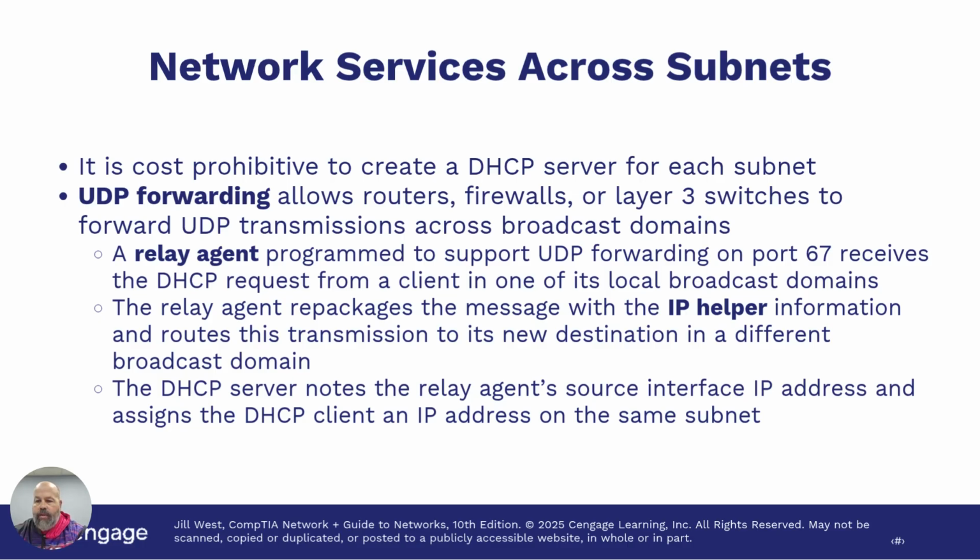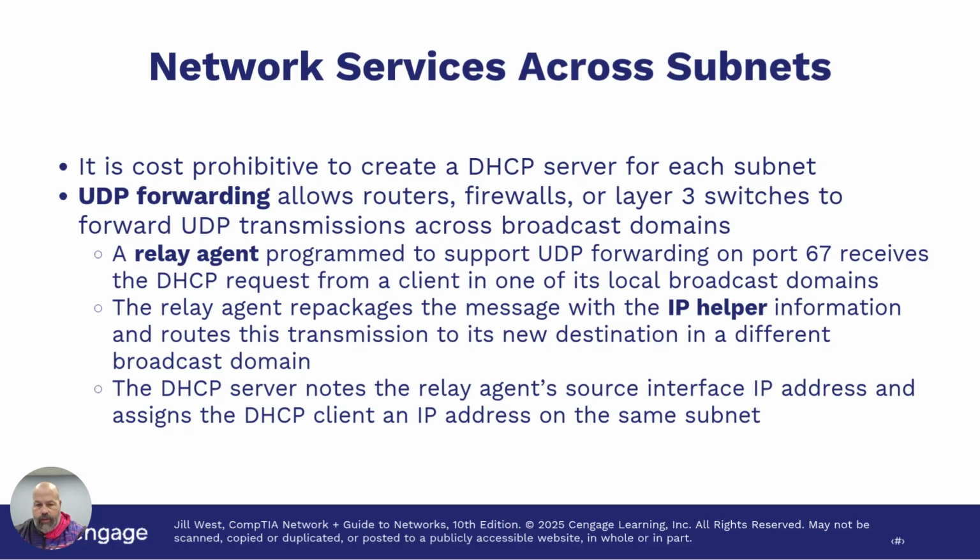Next, we're going to look at a practical problem. It's expensive to create a DHCP server for every single subnet. So, how do devices on different subnets get IP addresses from one central DHCP server? The answer to that question is called UDP forwarding. UDP forwarding feature allows routers, firewalls, or other layer 3 switches to forward UDP broadcasts across broadcast domains.